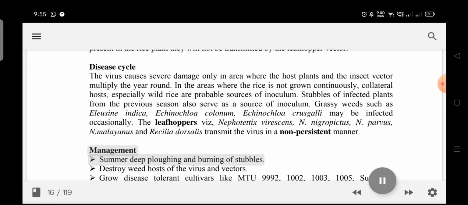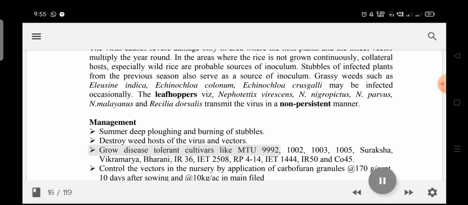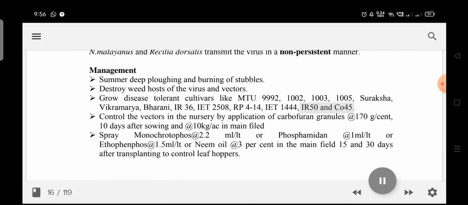Management: summer deep plowing and burning of stubbles. Destroy weed hosts of the virus and vectors. Grow disease-tolerant cultivars like MTU 9992, 1002, 1003, 1005, Suraksha, Vikramarya, Bharani, R36, IET 2508, RP 4-14, IET 1444, IR50 and Co 45.